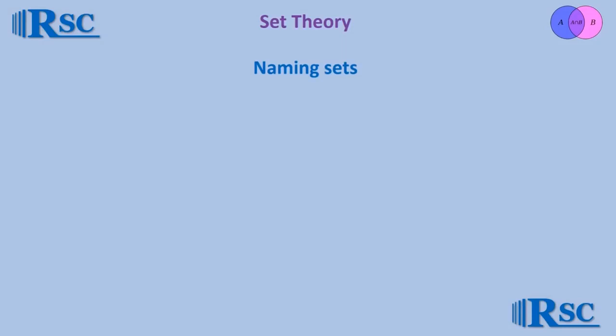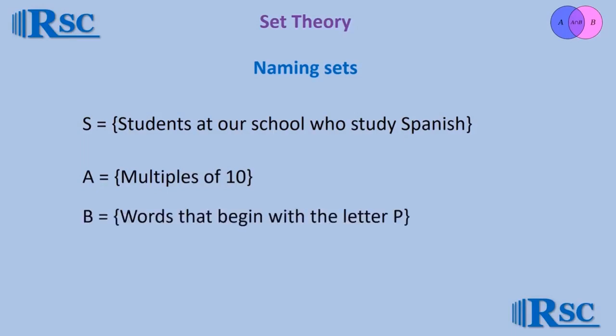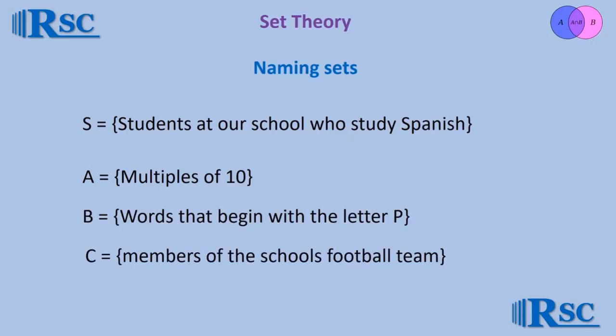A set is usually named using a capital letter. If we are speaking of the set of students in a school who study Spanish, then we may choose to name the set S, where S is described as follows. S is the students at our school who study Spanish. The following are examples of sets named by letters of the alphabet. A is multiples of 10. B, words that begin with the letter P. C, members of the school's football team. And D, red sports cars.